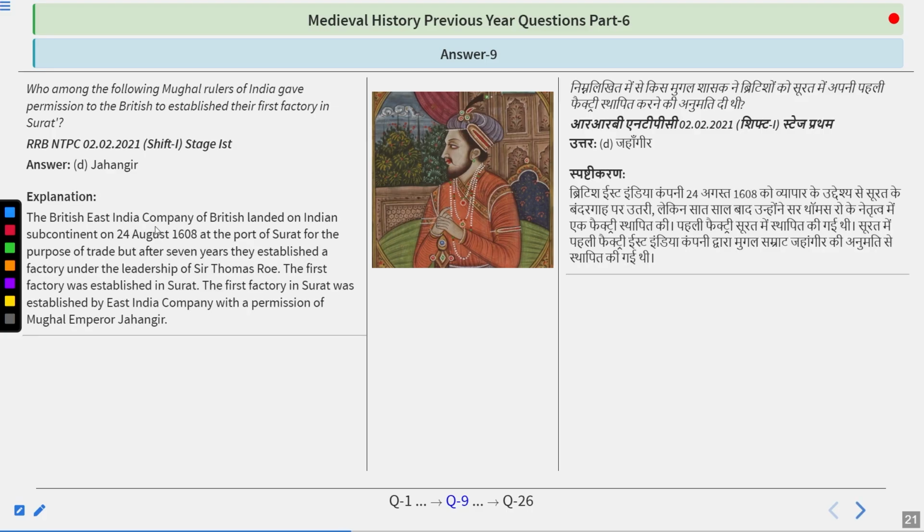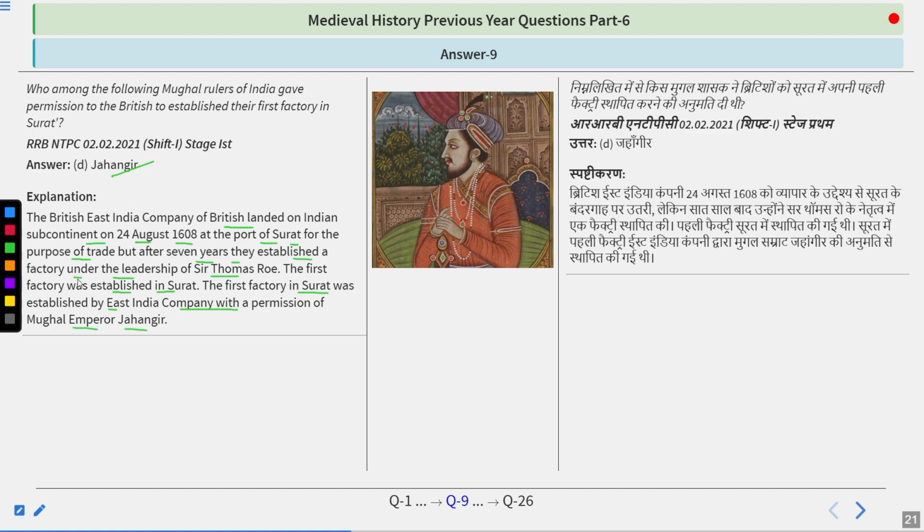The British East India Company landed on the Indian subcontinent on 24th August 1608 at the port of Surat for the purpose of trade. But after seven years, they established a factory under the leadership of Sir Thomas Roe. The first factory in Surat was established by the East India Company with the permission of Mughal Emperor Jahangir.